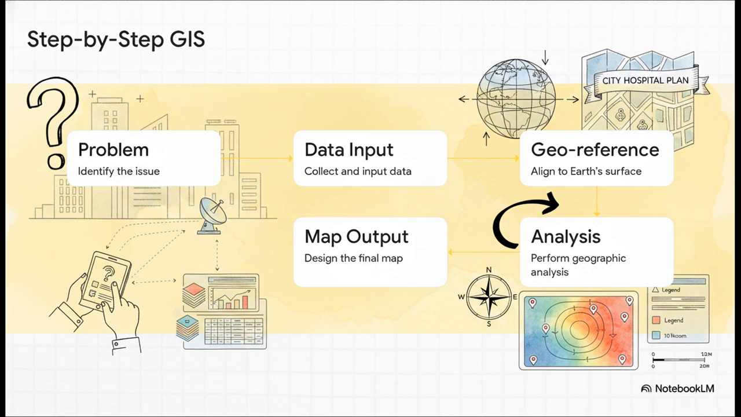Let's say a city needs to know exactly where to build a new hospital. First, we identify that problem. Then, we collect our data, maybe using GPS to mark existing clinics and downloading local population density tables. We input all this into our software. We georeference our base map so everything lines up perfectly. Then comes the real magic, the analysis. We ask the software to analyze the layers and highlight areas with high population density but no clinic within a 10-kilometer radius. Finally, we produce our map output, fully equipped with our title, legend, scale, and north arrow, all ready to be handed directly to the mayor.